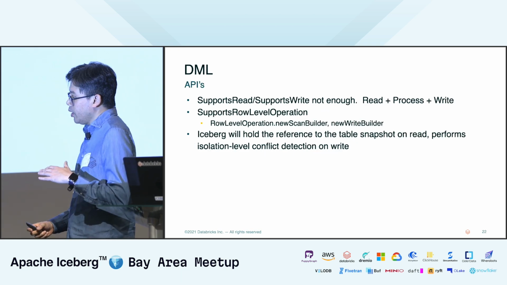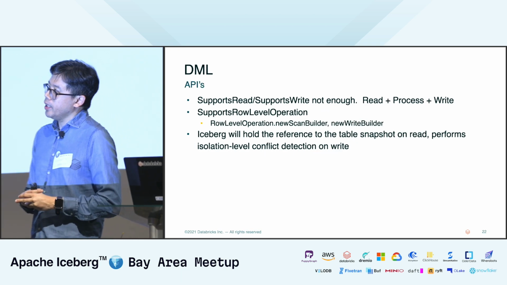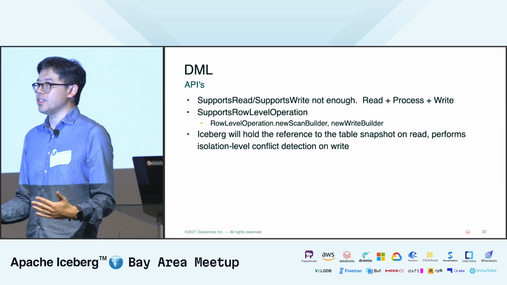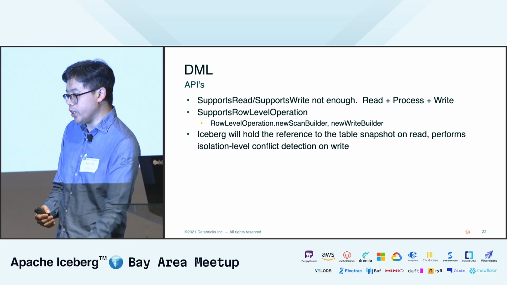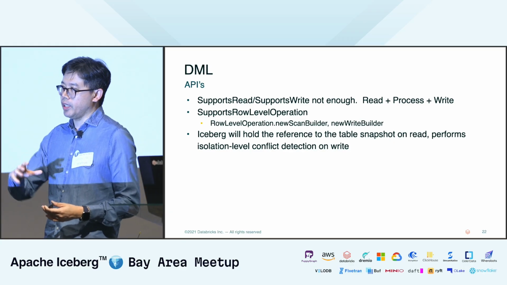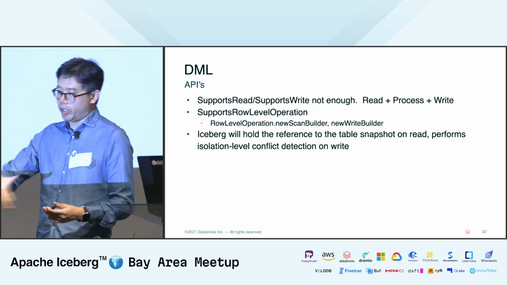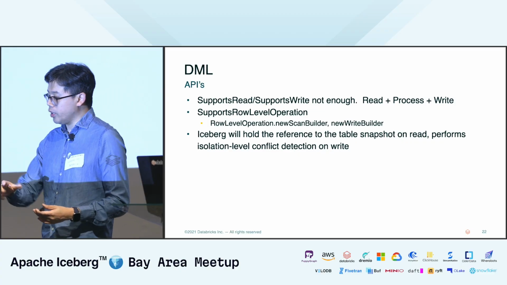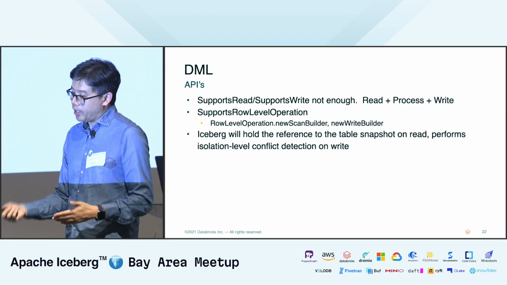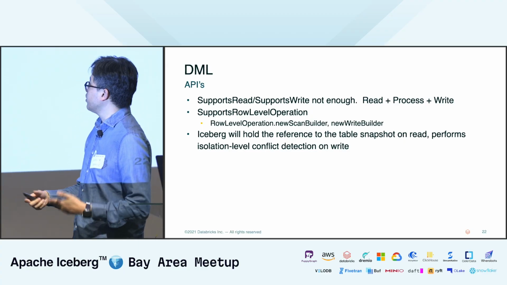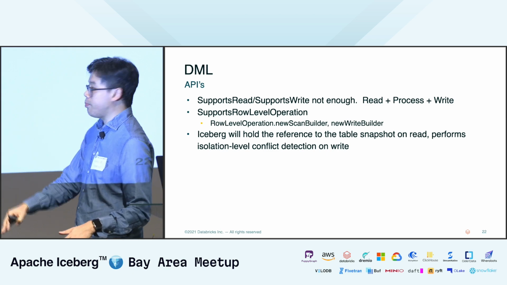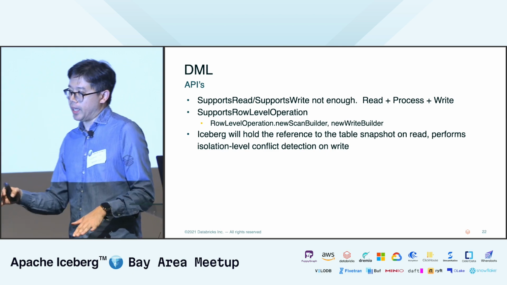And the API for this is more than just read and write. Actually, it's a read and a write, because DML is data manipulation language. Like you're reading some Iceberg table, you're doing some distributed processing to, for example, delete from. You want to calculate what to delete from, and then you write that back. And so this is a read and a write. And then there's an Uber API called supports row level operation that binds together the scan builder and the write builder from the previous slide.